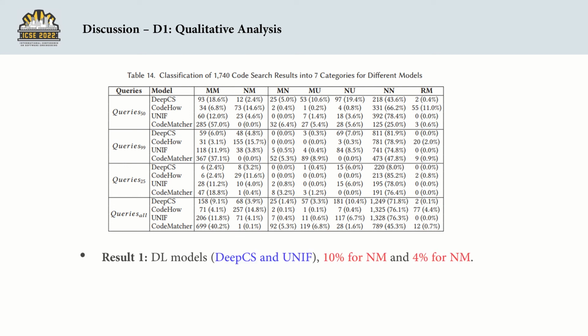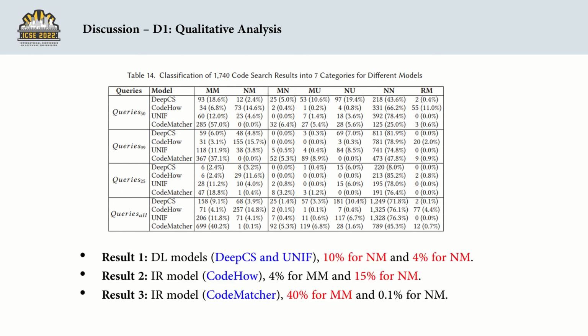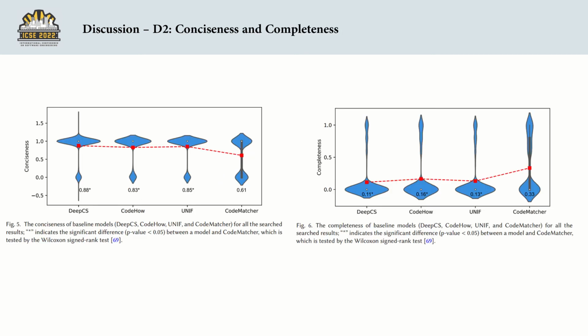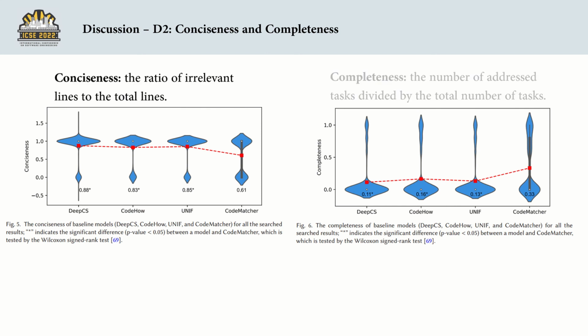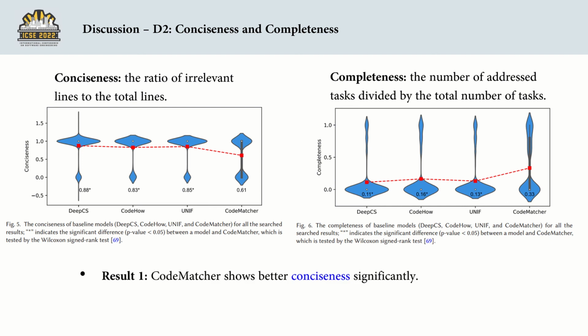The results showed that CodeMatcher works mainly because of the high sequential matching between the query and the method name. CodeHow works due to method body matches, and the deep learning models work for both. The result also implies the fusion of these three types of models. In code search, the conciseness and completeness of code are also important, because the ideal code includes no irrelevant lines but addresses all the tasks expected in the query. Our experimental results showed that CodeMatcher significantly outperforms the baselines in terms of conciseness and completeness.